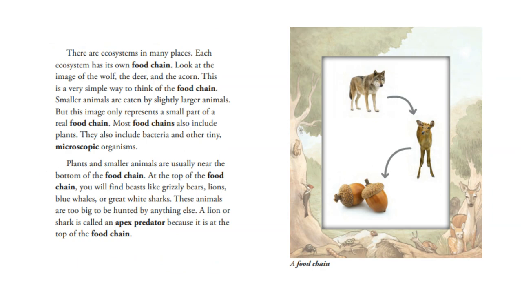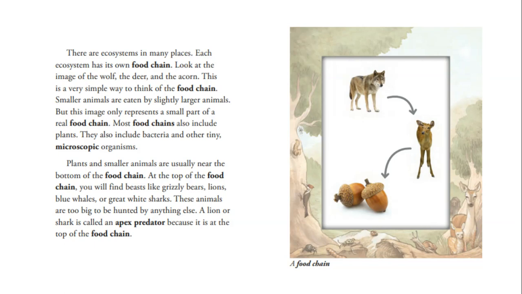There are ecosystems in many places. Each ecosystem has its own food chain. I want you to listen carefully to what a food chain is. Look at the image of the wolf, the deer, and the acorn. This is a very simple way to think of a food chain. Smaller animals are eaten by slightly larger animals, but this image only represents a small part of a real food chain. Most food chains also include plants.